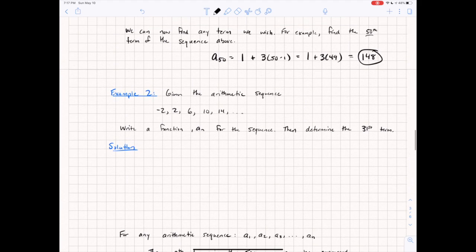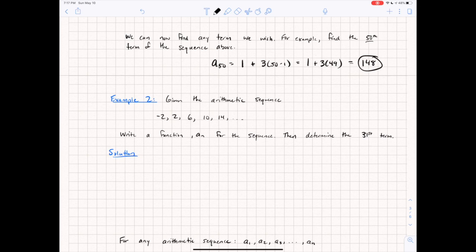So example 2: given the arithmetic sequence negative 2, 2, 6, 10, 14, let's write a function or an expression for the nth term, an, and then let's determine the 31st term. My first term is negative 2. The second term is negative 2 plus 4. Then A3, which was 6, I added another 4, so we can look at it as negative 2 plus 4 plus 4, or negative 2 plus 4 times 2.